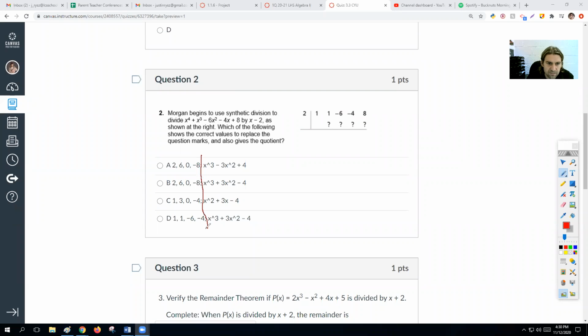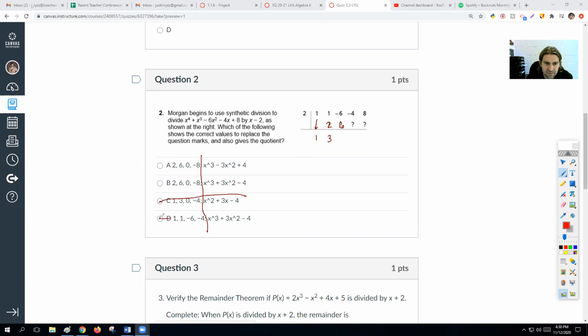So kind of split this up here. They want you to figure out what these question marks would be, and then what the final answer would be. So maybe let's go through this together. If we drop down the 1, that's 1. 1 times 2 is 2. We can add them together, that would be 3. 3 times 2 is 6. So you can see it's 2, 6.